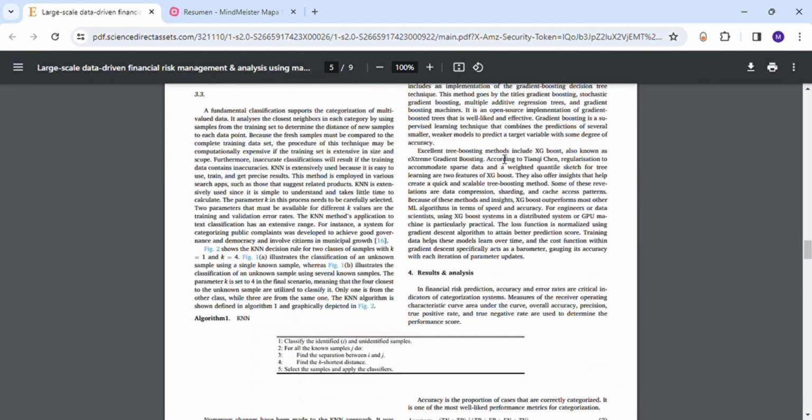Excellent tree boosting methods include XGBoost, also known as extreme gradient boosting. Regularization to accommodate sparse data and weighted quantile search for tree learning are two features of XGBoost. They also offer insights that help create a quite scalable tree boosting method. Some of the revelations are data comprehension, sharding, and cache access patterns.